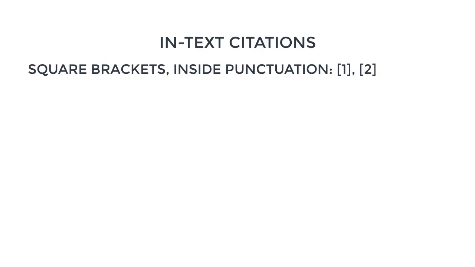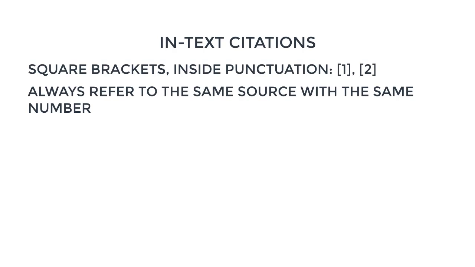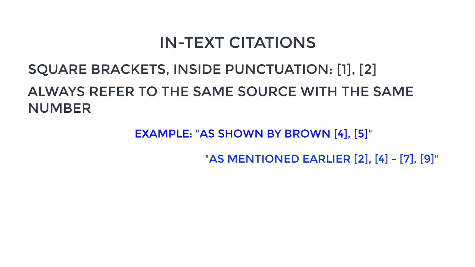In-text citations. It is not necessary to mention an author's name, pages used, or date of publication in the in-text citation. Instead, refer to the source with a number in a square bracket inside the punctuation in the sentence, which will then correspond to the full citation in your reference list. Number your sources as you cite them in the paper. Once you have referred to a source and given it a number, continue to use that same number as you cite that source throughout the paper.